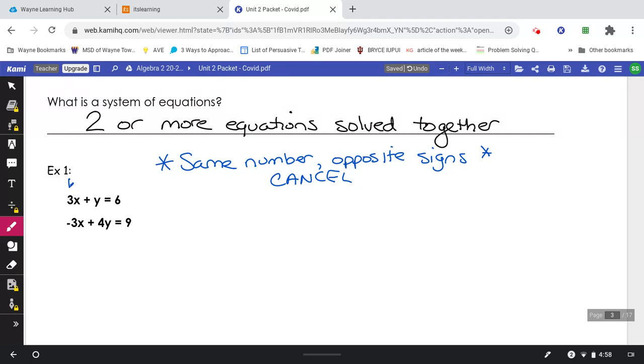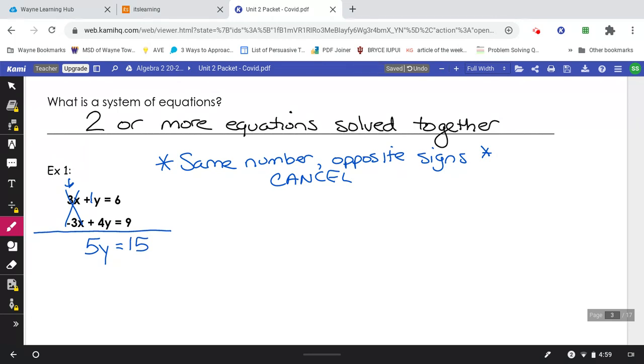On our first example, we are actually ready to cancel immediately. Notice your 3x and your negative 3x. Without doing anything, those are going to cancel. So we're going to add these two equations together. 3 plus negative 3 gets me 0. Those are gone. Then I'm going to combine my y's: 1y plus 4y is 5y. Then I'm going to add the 9 with a 6 to make 15.